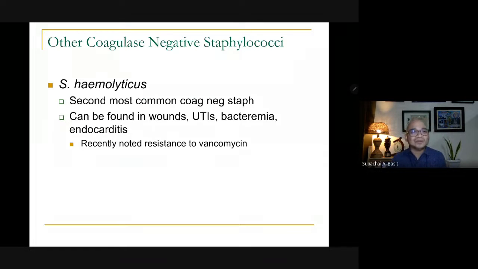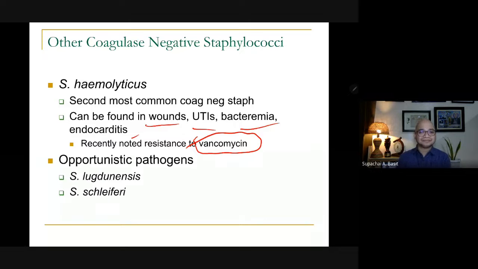Other CoNS would include Staphylococcus haemolyticus, the second most common CoNS, and can be found in wounds, UTI, bacteremia, and endocarditis. Recently, we have noted that they are resistant to vancomycin, which is one of the strongest drugs for Staphylococcus. So if you get resistant to vancomycin, that's dangerous. Other opportunistic pathogens would include Staphylococcus lugdunensis and Staphylococcus schleiferi. Aren't you loving the names of these bacteria? Lugdunensis, and schleiferi.